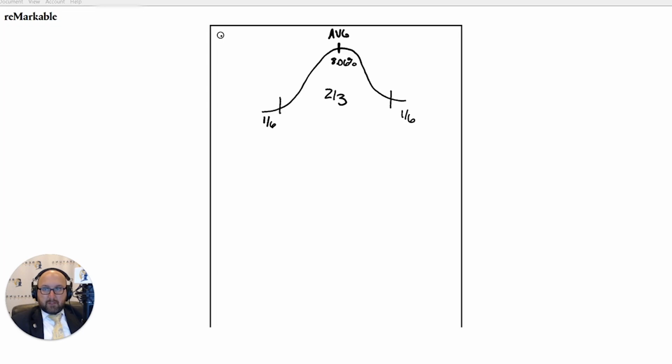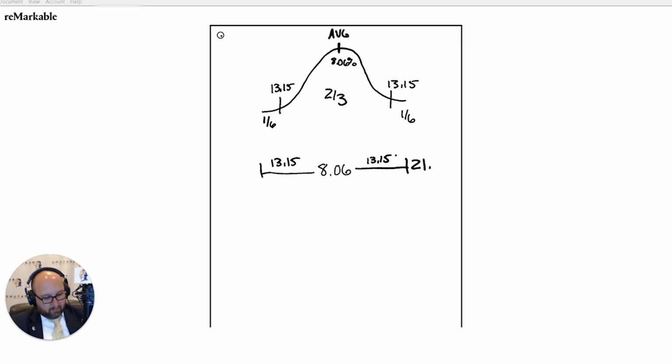Now, that 8.06, we're going to look at the standard deviation is 13.15. So what does that mean? Another way to look at this is we have 8.06% as our average. We have a standard deviation of 13.15. You just simply take the 8.06 plus the 13.15, and when you add that math together, you get 21.21. If you take the 8.06, subtract out the 13.15, you're going to get negative 5.09.